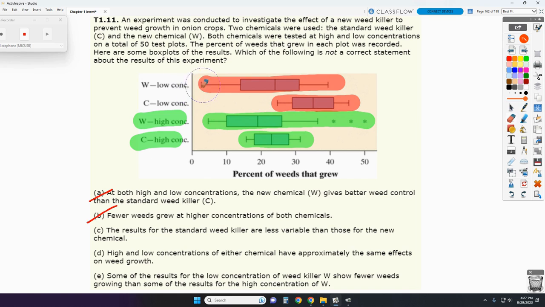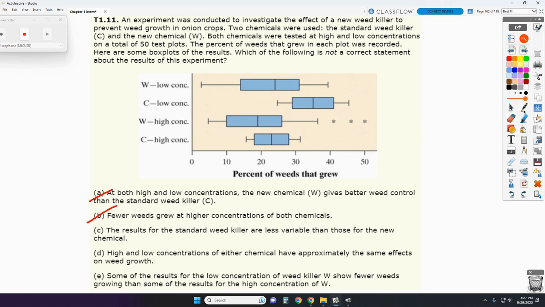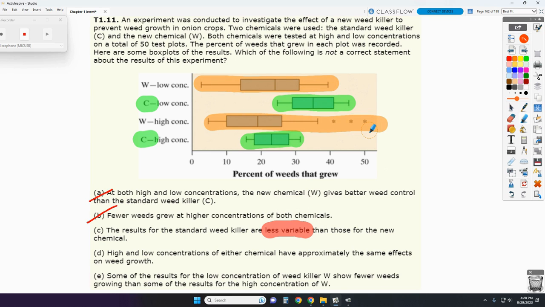All right, so let's examine C. The results for the standard weed killer are less variable. Less variable just means less spread. So we just need to look at how stretched are these. So the results for the standard weed killer, the standard was C, are less spread out than those for the new chemical. So is there less spread in these box plots than in these box plots? Yeah, there is less spread. That is a true statement.